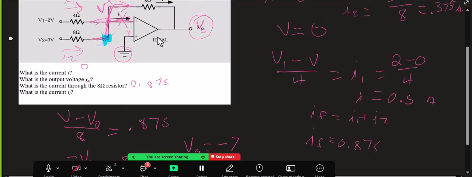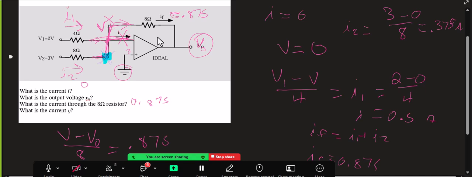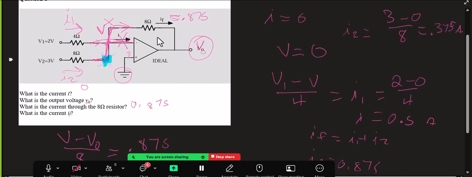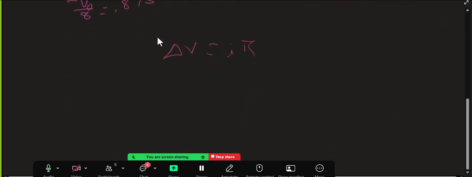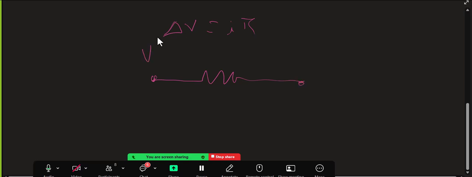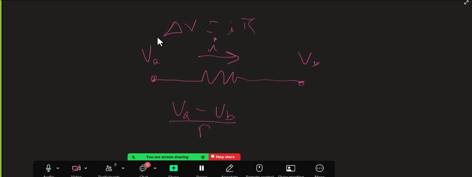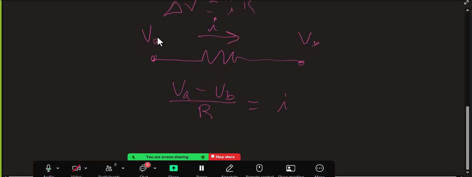So the reason we're doing V minus VO instead of VO minus V is because of the direction of the current. This is always the way to find your voltage or current or whatever it is you're looking for. In the direction the current is going, the voltage on one side of the resistor minus the voltage on the other side of the resistor over the resistance equals the current. So that's the answer to the question, because of the direction of the current.